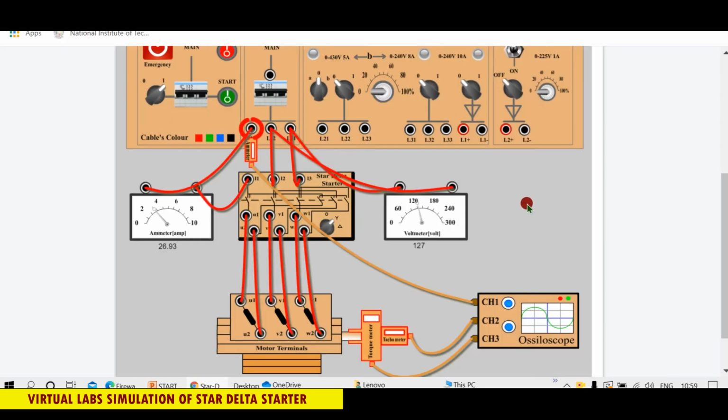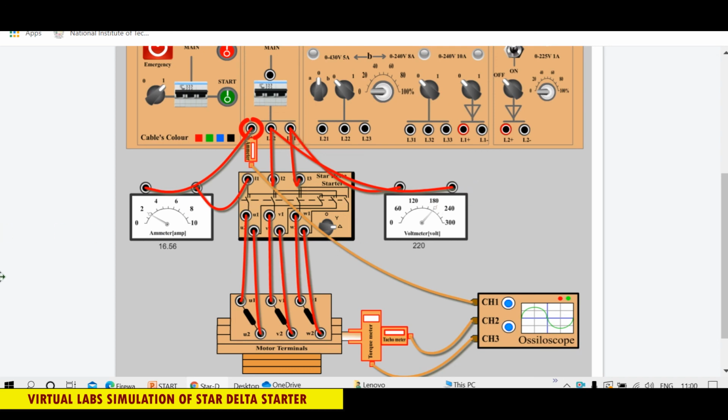This was our simulation. As you can see, it is currently at star connection, and whenever you switch by using this TPDT switch, triple pole double throw switch, then full line voltage is applied. This is the full line voltage, 220 volt. Now the motor will run on the delta connected winding.